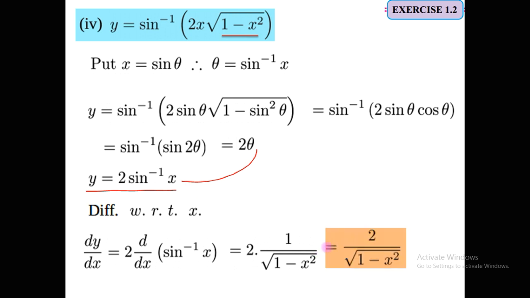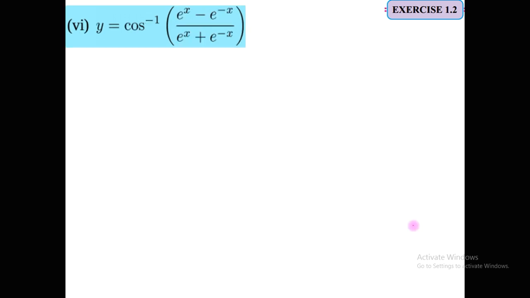So simplified further, we will get this as the final answer. Now this is a tricky one. Sixth one: y is equal to cos inverse of (e raised to x minus e raised to minus x) upon (e raised to x plus e raised to minus x). So it is not quite clear which form it is of and what substitution I should make at this moment.